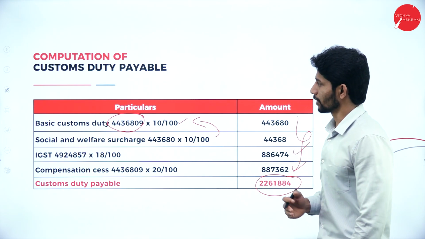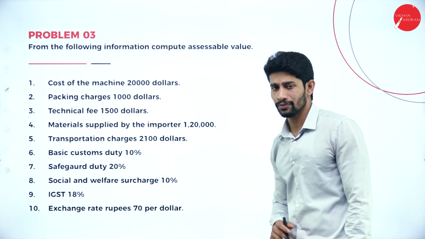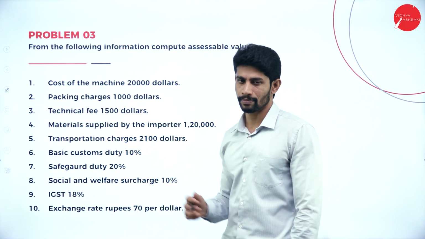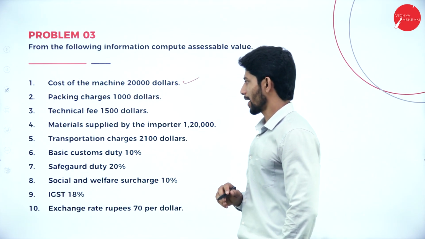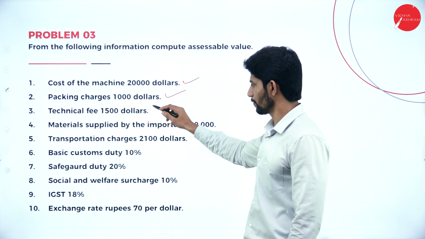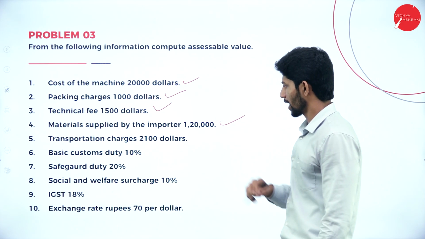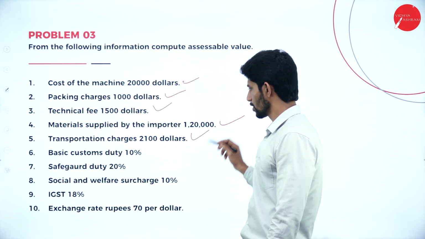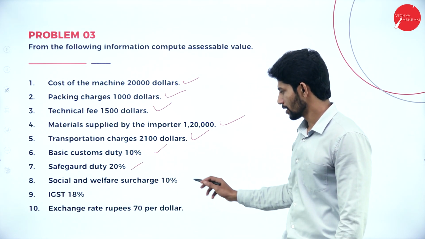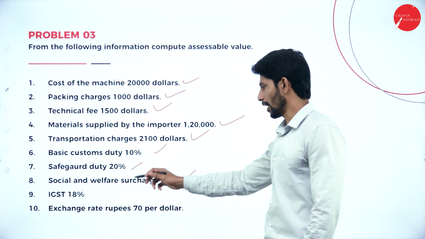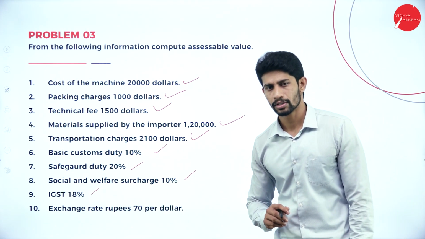So moving to the next problem: from the following information, compute assessable value, and we are also supposed to compute the custom duty payable. Cost of machine $20,000. Next, packing charges $1,000, technical fees $1,500, material supplied by the importer 1,20,000, transportation charges $2,100, basic custom duty 10%, safeguard duty 20%, social welfare surcharge 10%, and IGST 18%, exchange rate ₹70 per dollar.